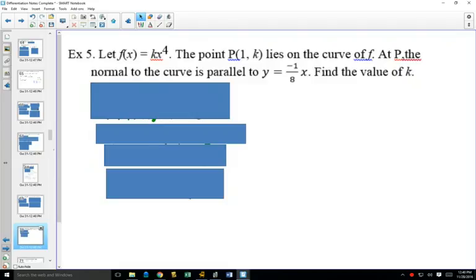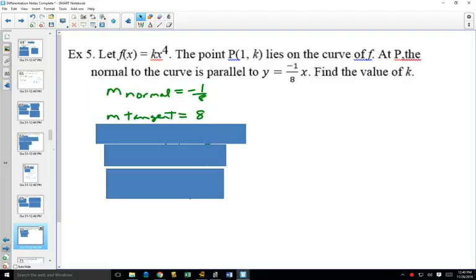So if we were going through the normal process of solving this one, we would take the derivative, then once we have a derivative, plug in our point to find our tangent slope, and then do the reciprocal to find our normal slope. But we have a problem here because we don't have a point. Well, we have a point, but when we do our derivative, it has a k in it. But we're given some extra information here.